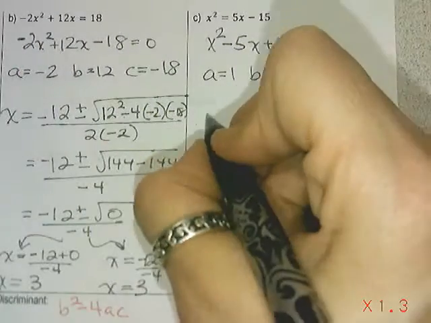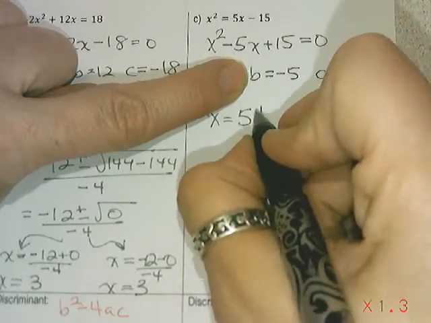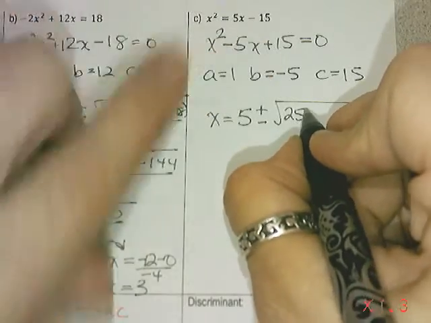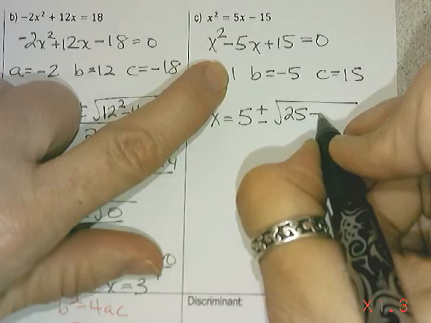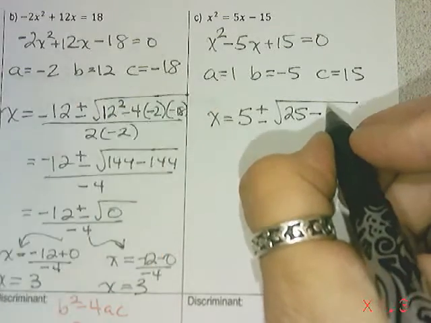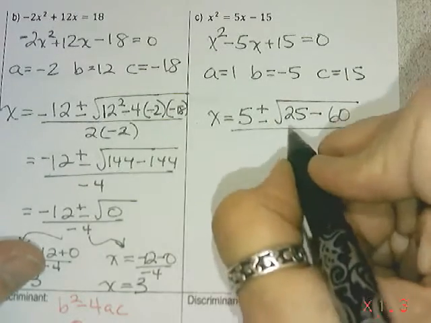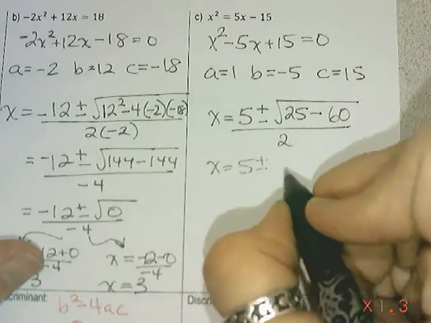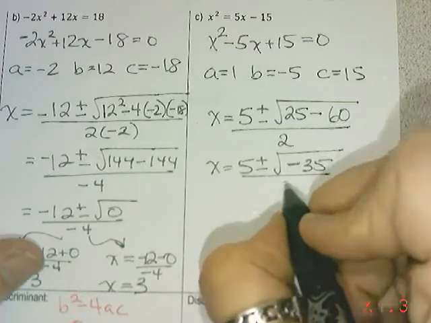When I run those through the quadratic formula, negative b would be 5, plus and minus the square root of b squared, well, that's 25, minus 4 times a times c. 4 times c is going to be a 60, all over 2 times a, which is just 2. And so I have 25 minus 60, that's negative 35 over 2.